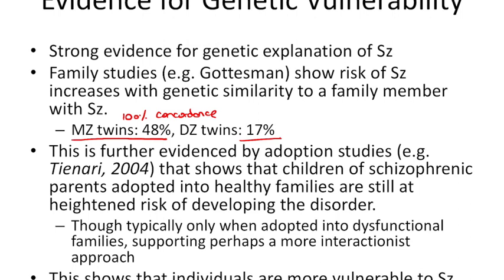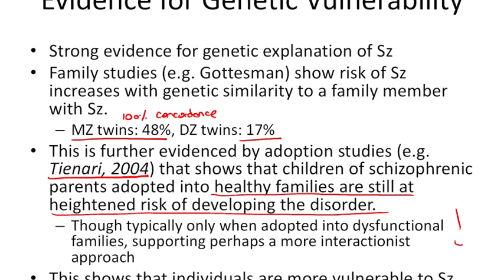This obviously means that the disorder is at least partially inherited through the genes that are transmitted from parent to child. And this is further evidenced by adoption studies. Research by Tienari we're going to look at the very end of this topic when we look at the interactionist approach. And this is a really interesting study for so many reasons. In this study, they had children of schizophrenic mothers who were adopted away. And so these children were born of mothers with schizophrenia, and then they were adopted into other families. And the children who were adopted into healthy families still had a heightened risk of developing the disorder, which suggests that when we remove the confounding variables of the environment, they are still at increased risk of developing schizophrenia.